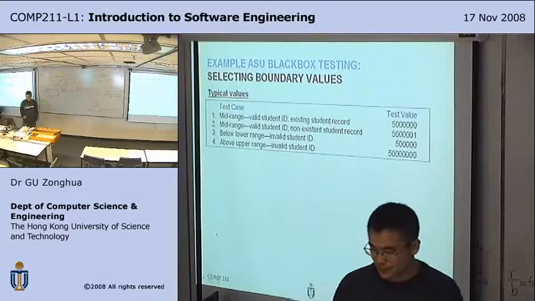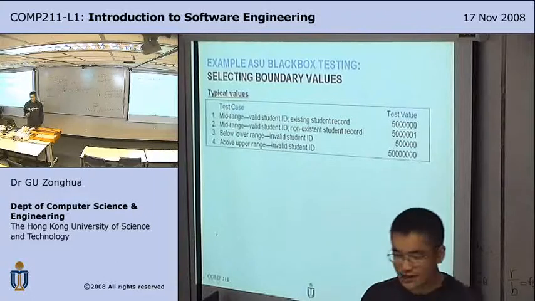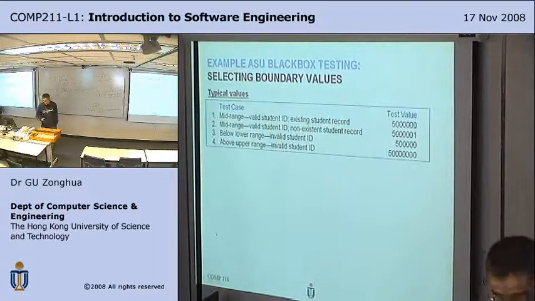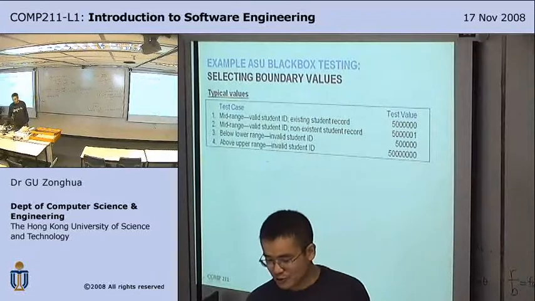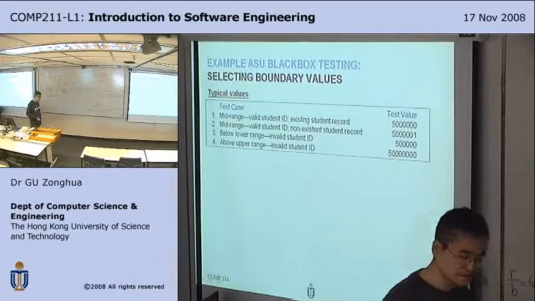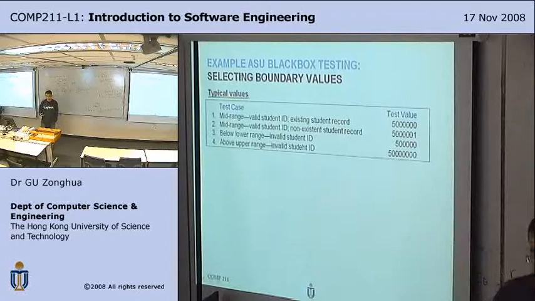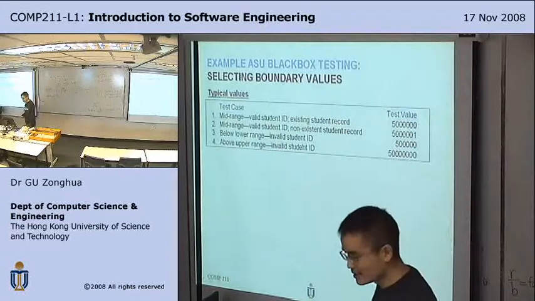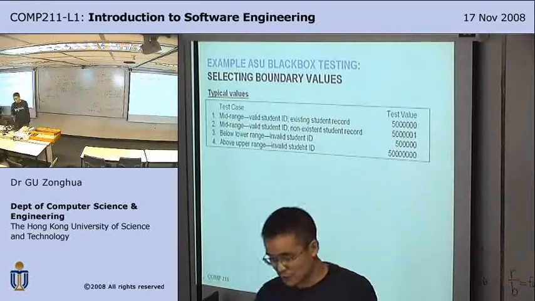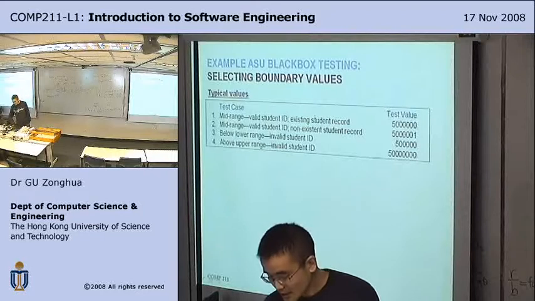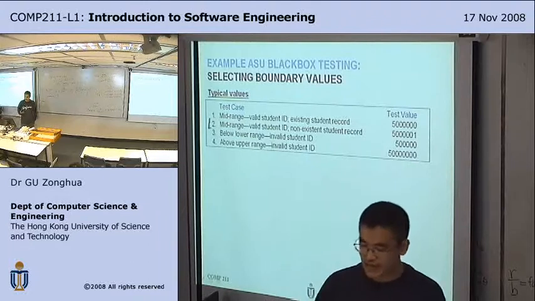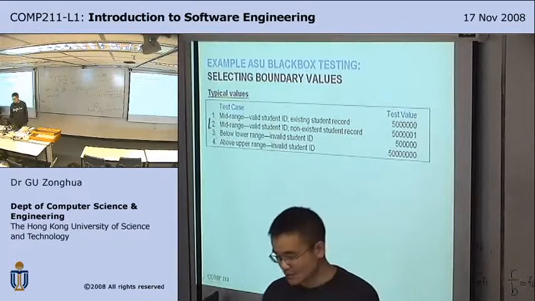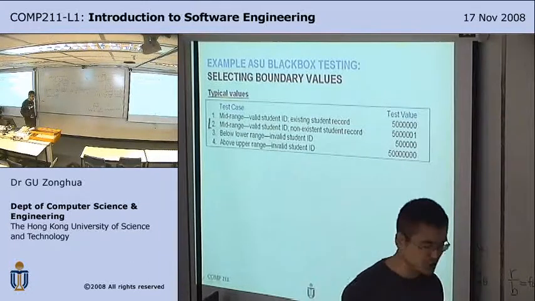So this is clearly a range. And it's a large range. You should not treat it as a set. You can view it as a set with 10 million members, but it's more appropriate to view it as a range. So for test cases, you have first two, mid-range, valid student ID, either existing or non-existent student record.